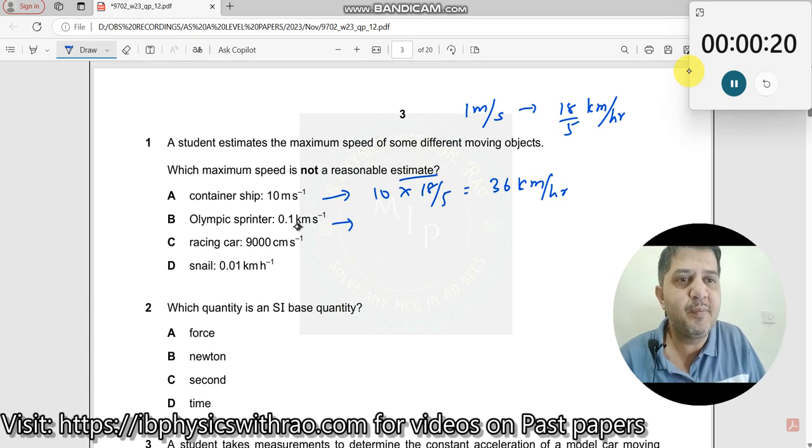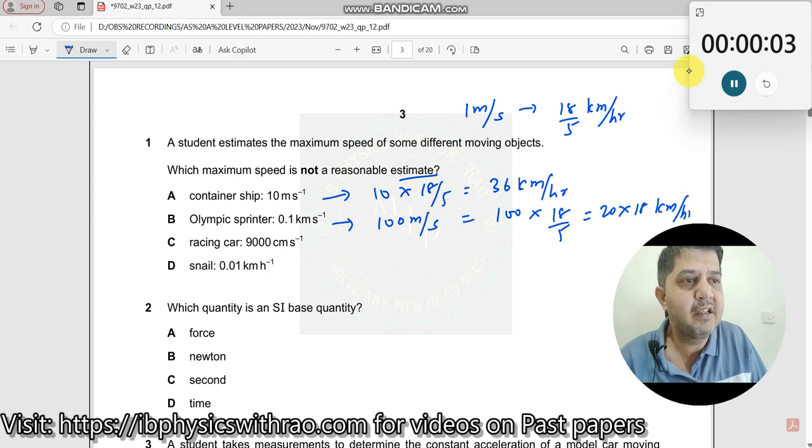This will be 0.1 kilometer per second will be equal to how much? First let me convert it into meters. This will be 100 meters per second, which should now be equal to 100 into 18 by 5, which should be 20 into 18 kilometer per hour, which should be 360 kilometer per hour.